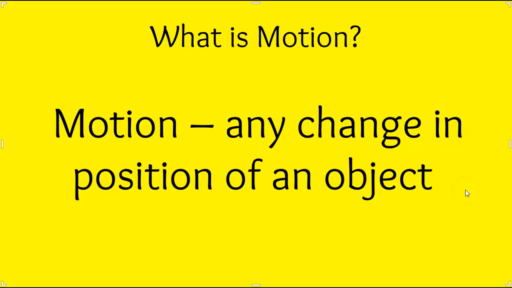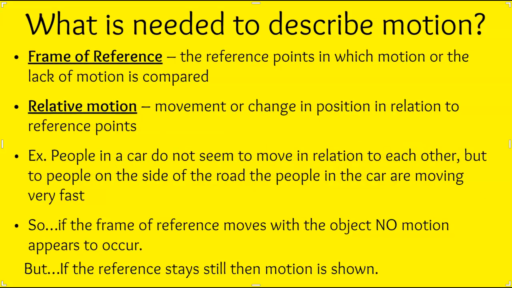Okay. All right. So what is motion? Motion is any change in position of an object. And so we will look at the different ways that motion can occur. What is needed to describe motion? Well, we need a frame of reference, which is essentially the different reference points to which motion can be compared. So relative motion is the movement or change in position in relation to our reference points, which again is our frame of reference. That is what's needed in order to describe motion.